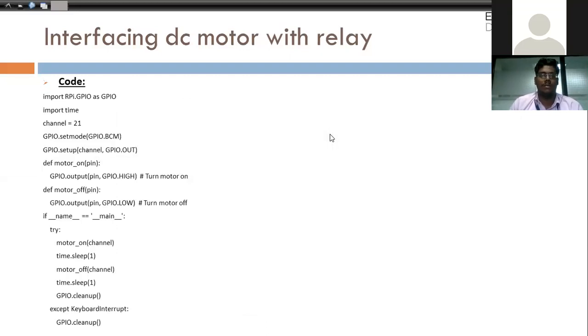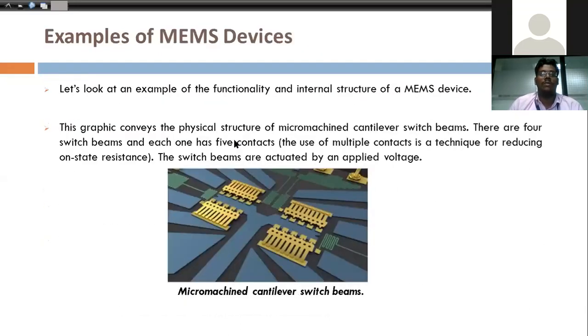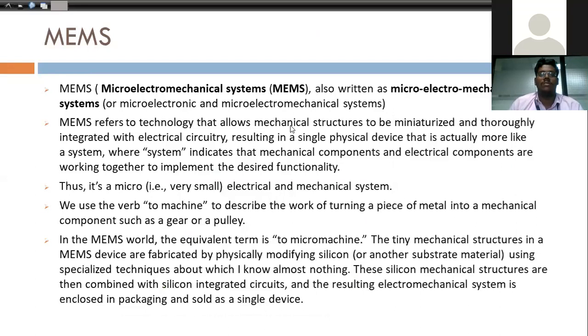So, okay, this is the code of the DC motor. Now just a brief about MEMS, and then you can ask whatever questions you need.